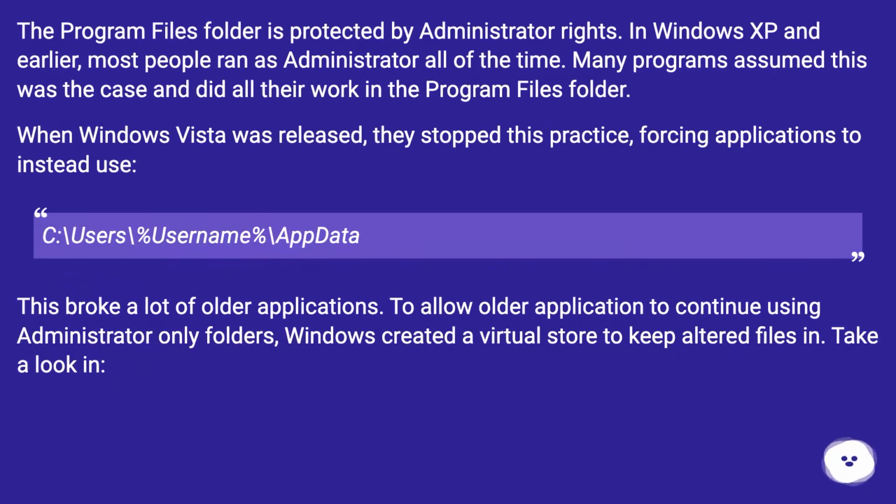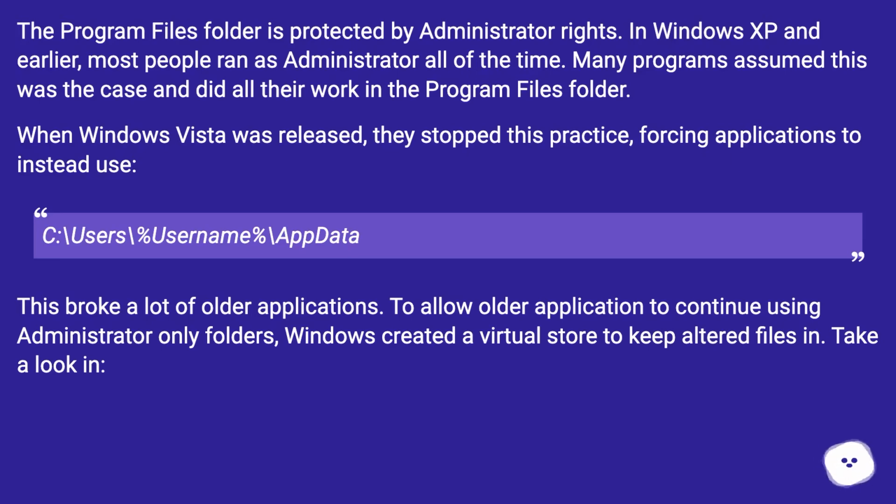The Program Files folder is protected by administrator rights. In Windows XP and earlier, most people ran as administrator all of the time. Many programs assumed this was the case and did all their work in the Program Files folder. When Windows Vista was released, they stopped this practice, forcing applications to instead use C:\Users\username\AppData. This broke a lot of older applications.